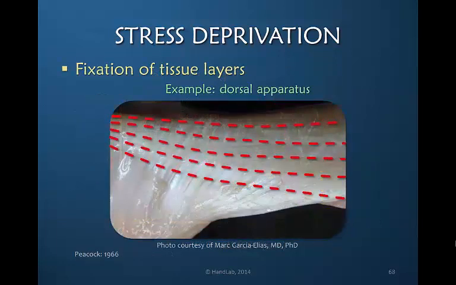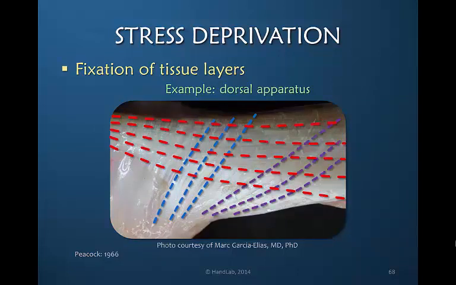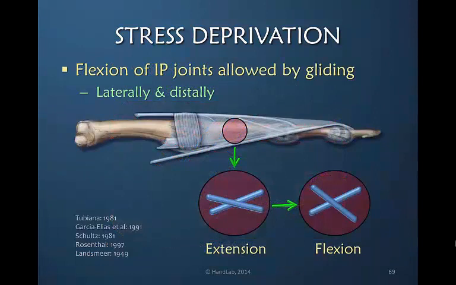Let's take the example of the dorsal apparatus. Here, the red lines represent the longitudinal fibers, the blue, the transverse fibers, and the purple, the oblique fibers. These fibers must move differentially. During extension, they are relatively more parallel, and during flexion, they change in their angular relationship to one another. If this movement of tissue layers is not possible, flexion cannot occur.